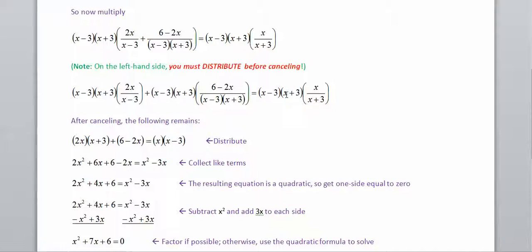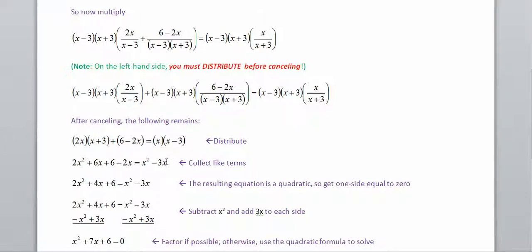Again, the whole reason we chose the least common denominator is that we'd get rid of all the denominators, that we'd obliterate our fractions. So on our first term here, the x minus 3's are going to cancel out, leaving us the 2x times the x plus 3. In our second term here, both the x plus 3 and the x minus 3 cancel each other out, so we're just left with the numerator there, 6 minus 2x. And on the right side of the equation, the x plus 3's cancel out, and we're just left with x times x minus 3.